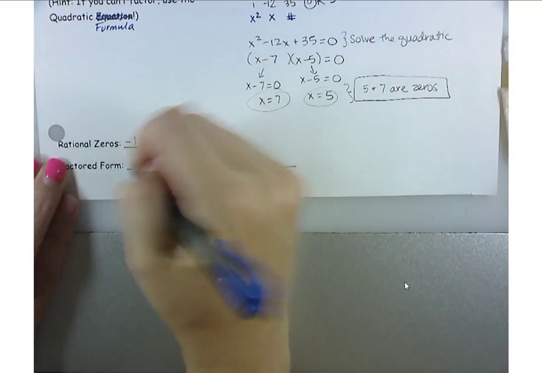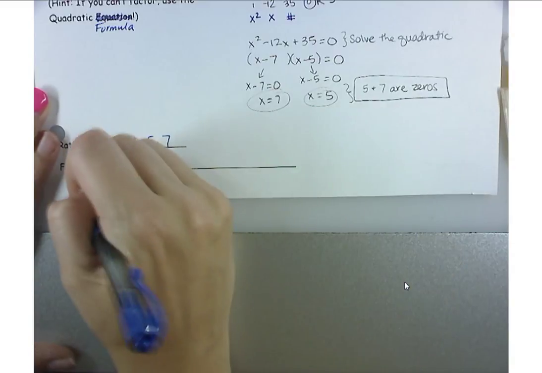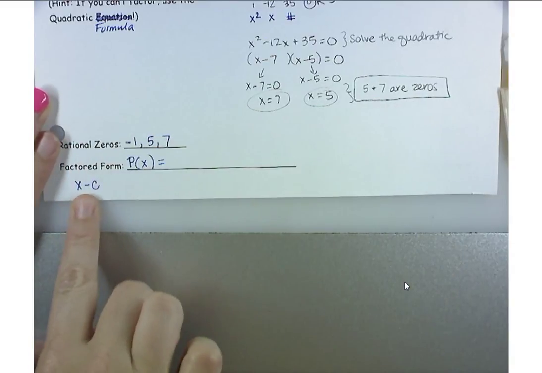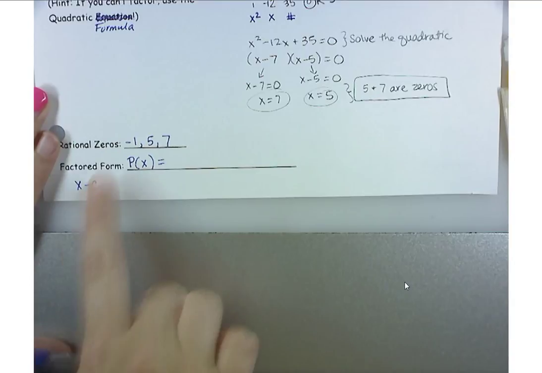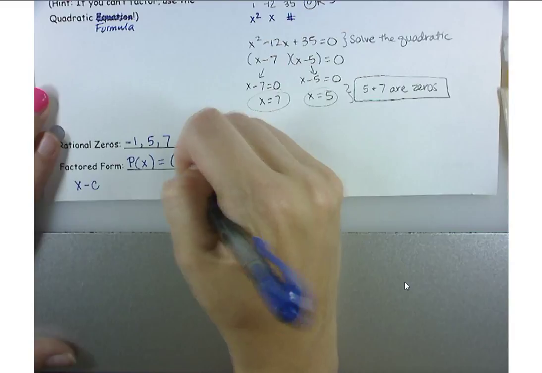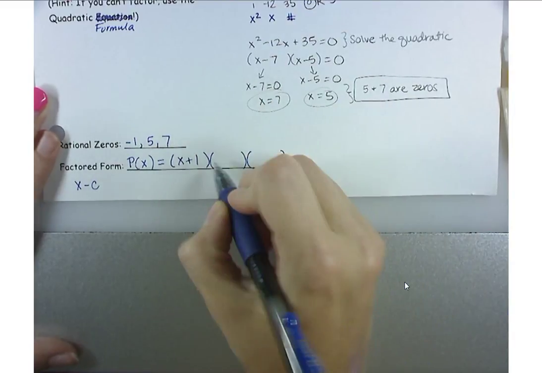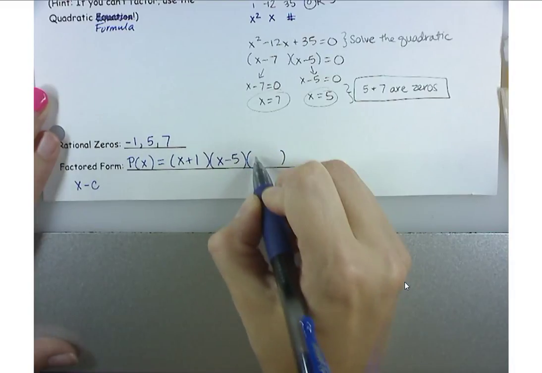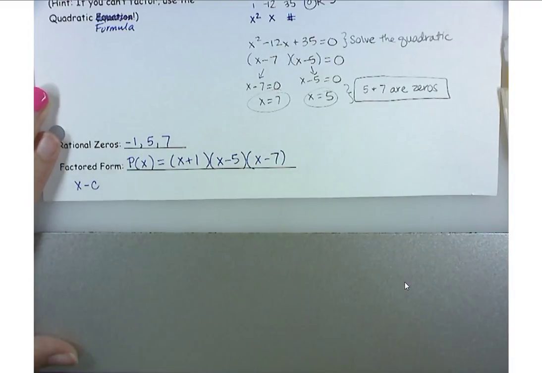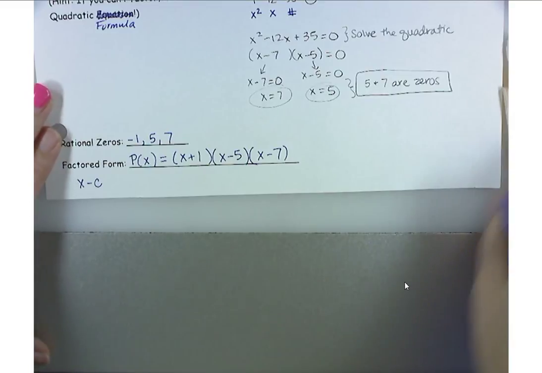Okay, so remember with factored form, you're going to start with p of x. That's the polynomial. And then all of your factors are going to be of the form x minus c. So if you do x minus negative 1, what's that going to end up looking like? Okay, good. And then Michael, you want to finish this one for me? Good, x minus 5 and then x minus 7, right? Okay, what questions do you guys have for me on that? That's okay? Alright, let's try the next one then.